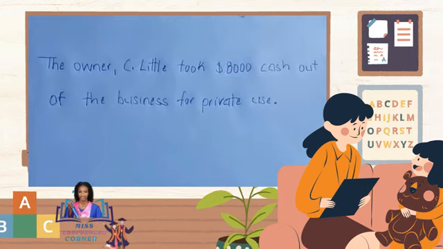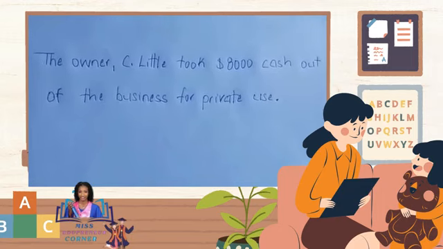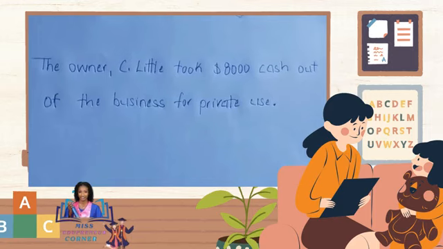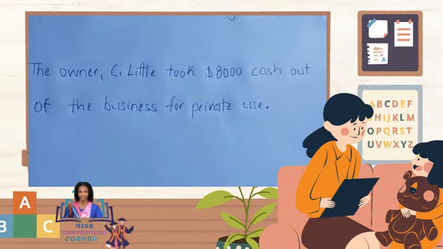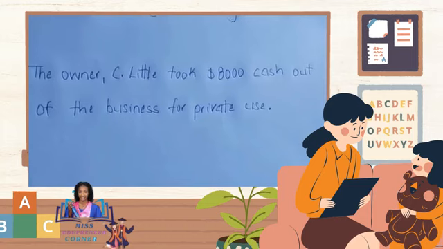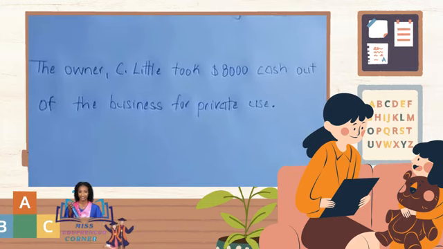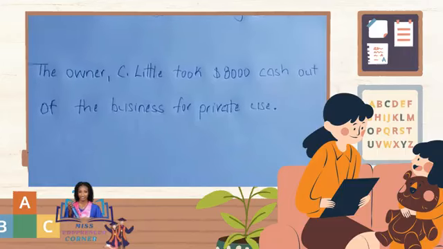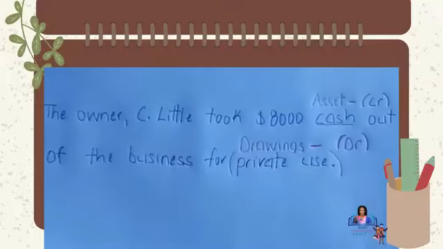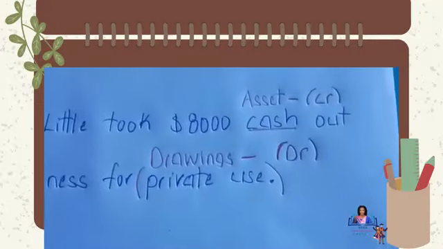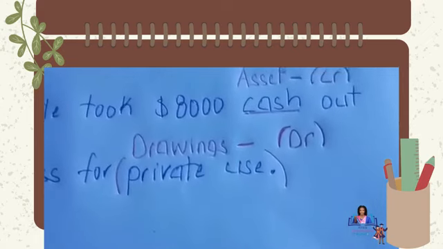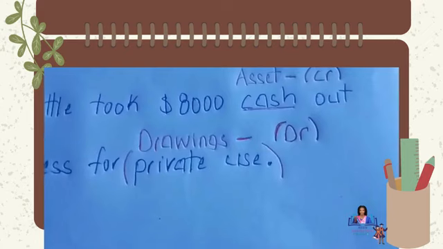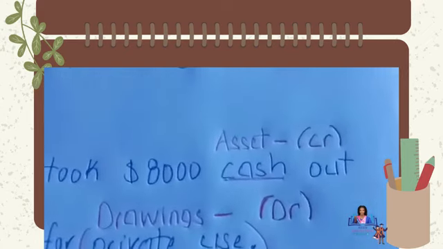If C. Little, the owner, took cash out of the business, this simply means that cash is also going down. So cash is also decreasing. And cash is an asset, and as an asset decreases, we have to make a credit entry. So let's show that. So there we have it. So this is saying how this transaction should be treated.